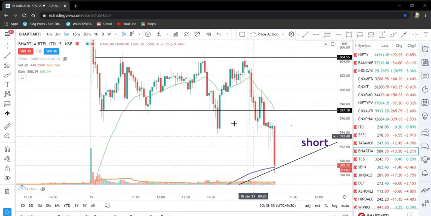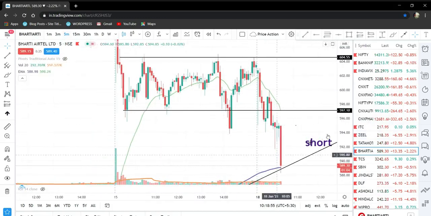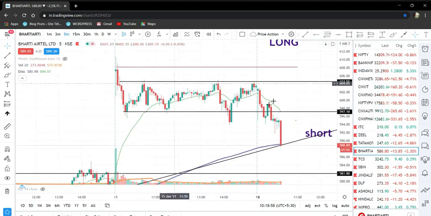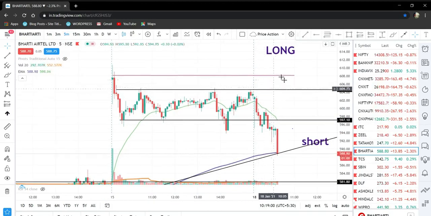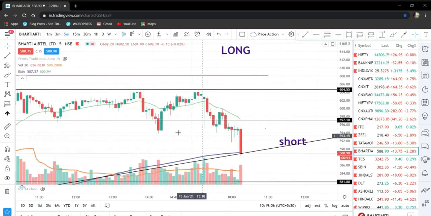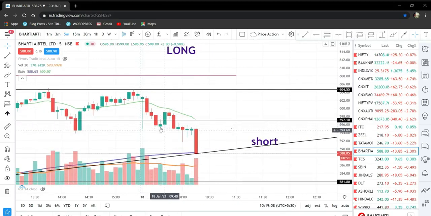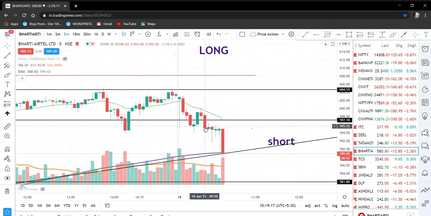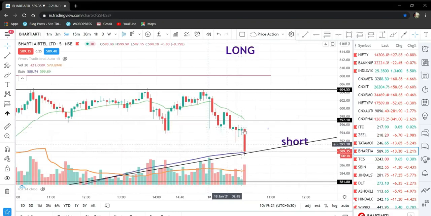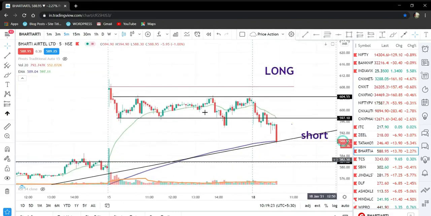The next one is Bharti Airtel. Now Bharti Airtel was trading in a range. So my expectations were, if this range is broken, I'd go for a long trade. If this range is broken, I would go for a short trade. Now here you can see there was a false breakout, but the volume here was very poor. So taking a short trade in this area was a bad idea. And again, this time also the volume was not that good. So again, I would have avoided this trade even though this was a profitable trade.